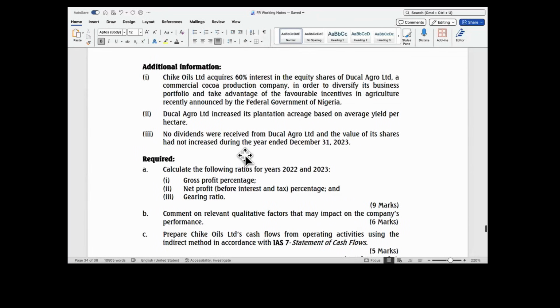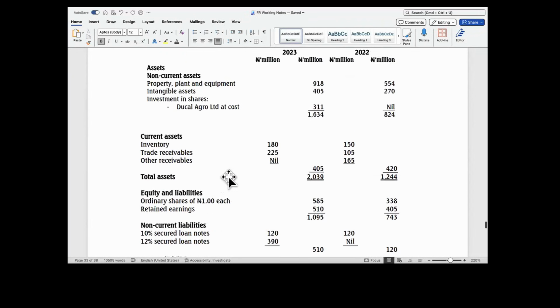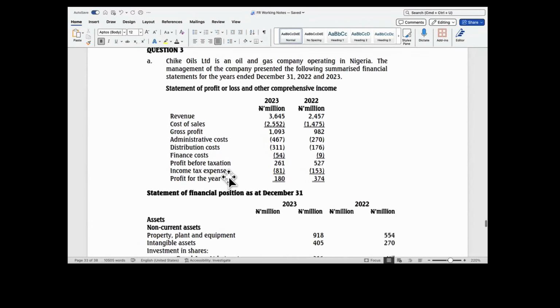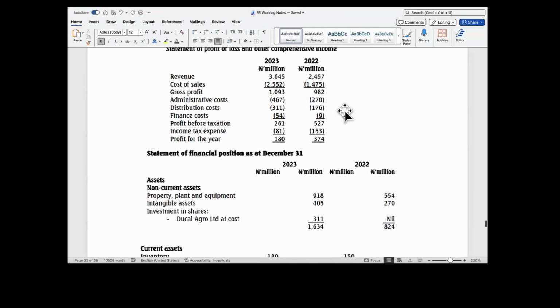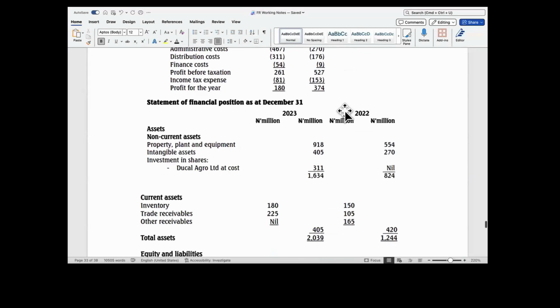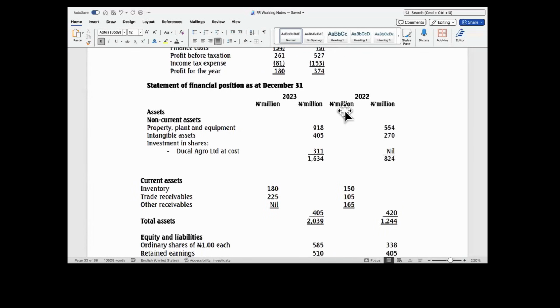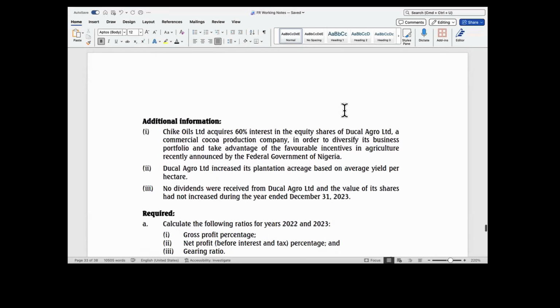So we'll get there. But for this one, let's quickly solve this ratio. This will be a bonus mark for most of you, but let's really apply what we have learned. We are looking at GK Oils Limited, which is an oil and gas company operating in Nigeria. The management of the company presented the accounts for 2 years, 2022 and 2023. They did the same for the statement of financial position as well, 2 years. And they give us additional information.